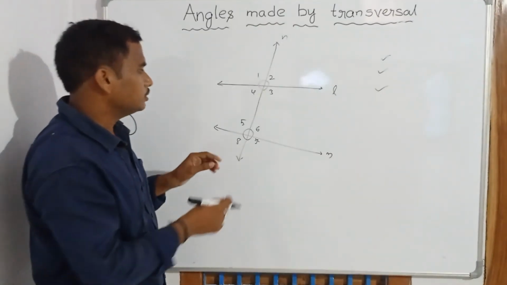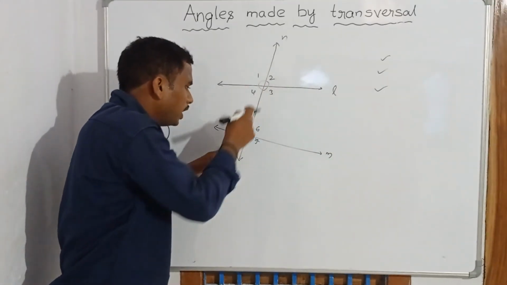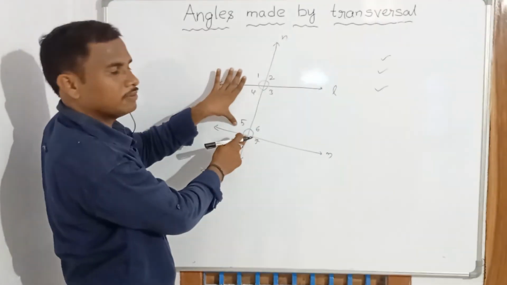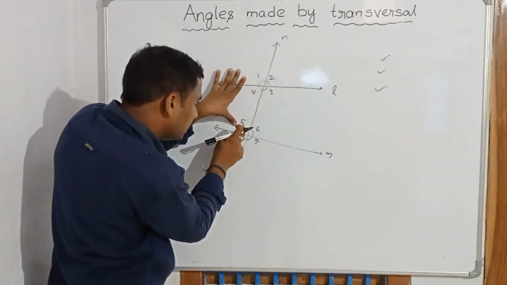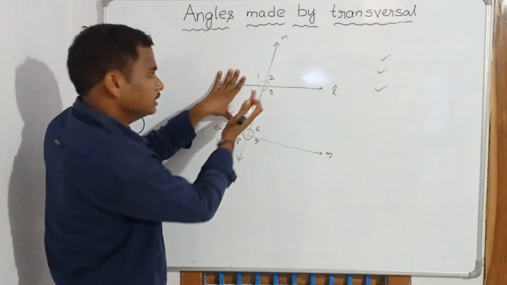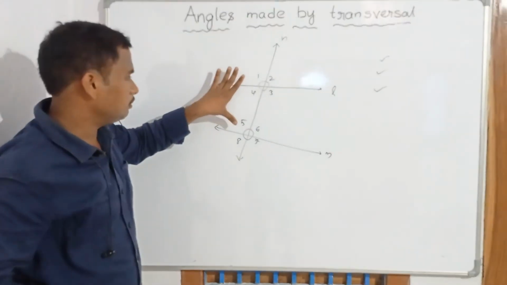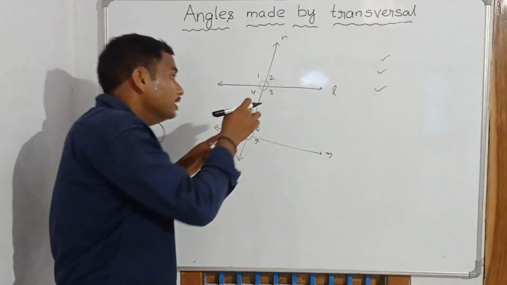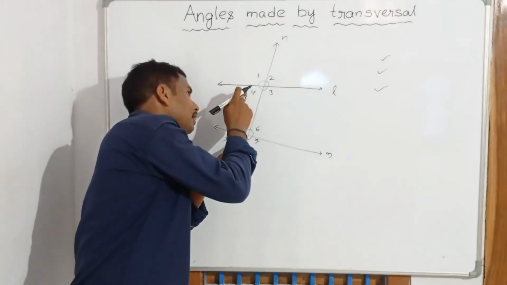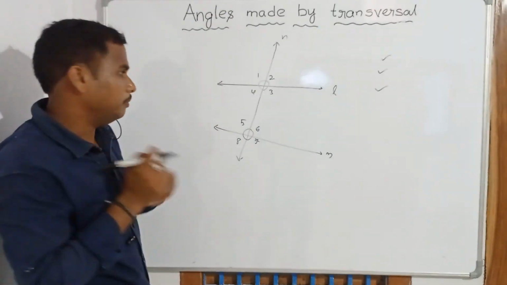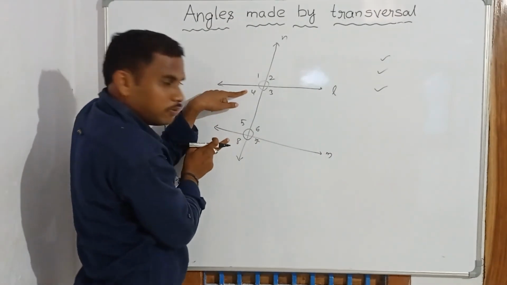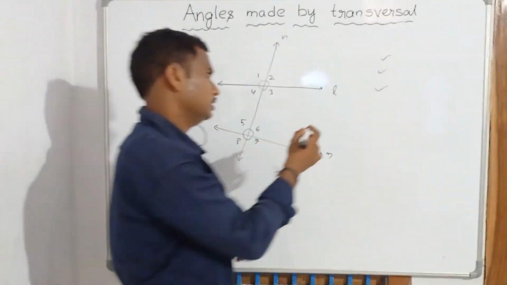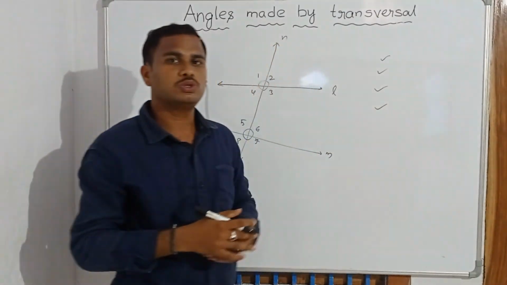Corresponding angles means different vertex. See this, 1 and 5 are corresponding angles. Different vertex, one angle is interior, another is exterior, same side of the transversal. That means 1 and 5 are corresponding, 2 and 6 are corresponding, 3 and 7 are corresponding, 4 and 8 are corresponding, because one is interior, another is exterior, different vertex, same side of the transversal. Third one is completed. Next, fourth one.